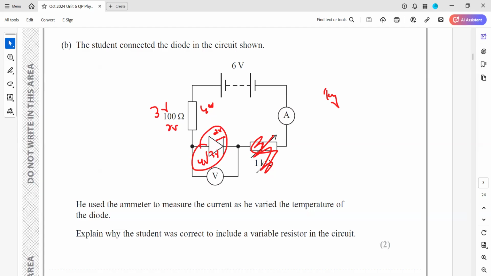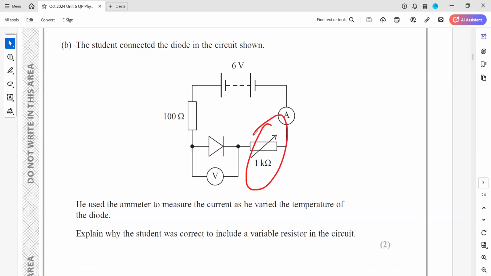So the main purpose of using a variable resistor is that its resistance can be adjusted, so the voltage across the diode remains constant as we investigate how the temperature affects the current. Not otherwise, because the voltage can also affect the current in the circuit. Is this one clear?